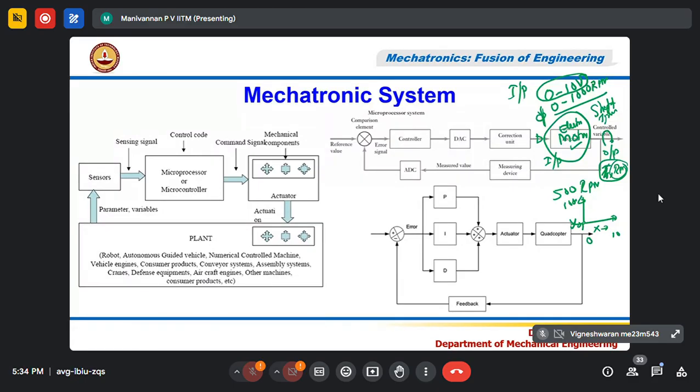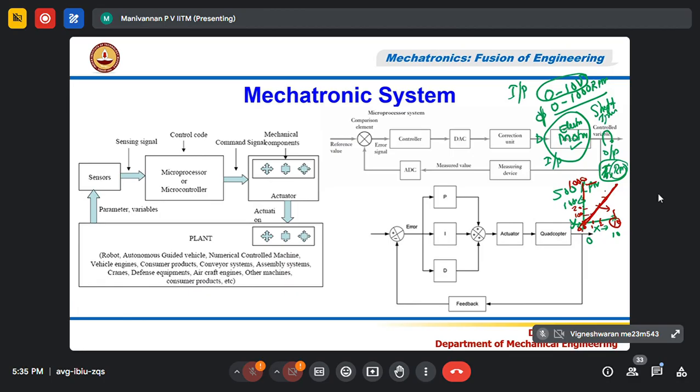If the input is 0, the output speed is 0. This is the point 0, 0. Now, if I give an input voltage of 1, the motor speed will become 100 RPM. If I give an input of 2 volts, it will become 200 RPM. Like that, if I give 10 volts input, the output will be 1000 RPM. So, if I plot the points and make a curve, you will see a straight line. Now, I can write an equation for this.